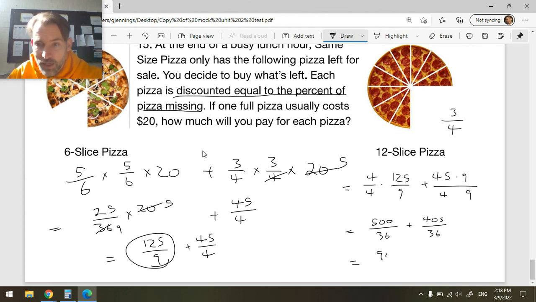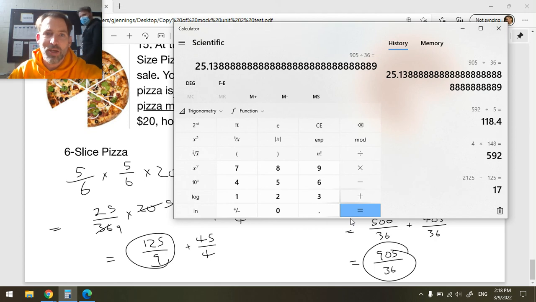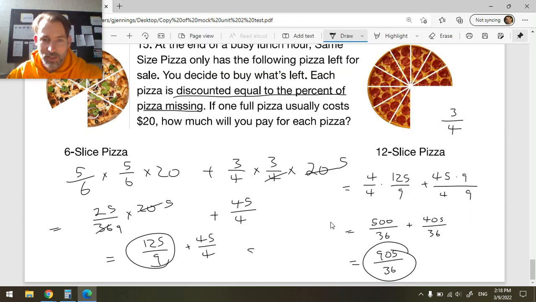Add them together. This is 905. Oh, it's one of the Toronto area codes, Mississauga, Oakville, that kind of places. 905 over 36. That is not divisible by 3. That is divisible by 4 and 3 and nothing else. So these don't share any factors. That's the fully reduced thing, but that's not an amount of money. You need a decimal approximation here. 905 divided by 36 equals, you pay $25.14. $25.14, folks, for your pizza.